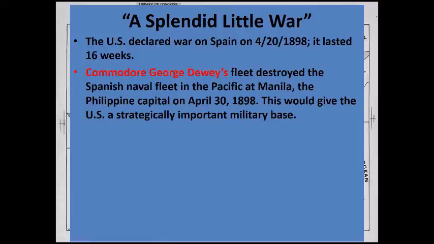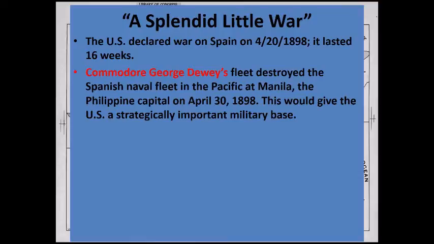The war did not start in Cuba, though. The war started actually in the Pacific Ocean, thousands of miles away. Commodore George Dewey's fleet destroyed the Spanish naval fleet in the Pacific at Manila, the Philippine capital, on April 30th, 1898. And this would give the U.S. a strategically important military base.